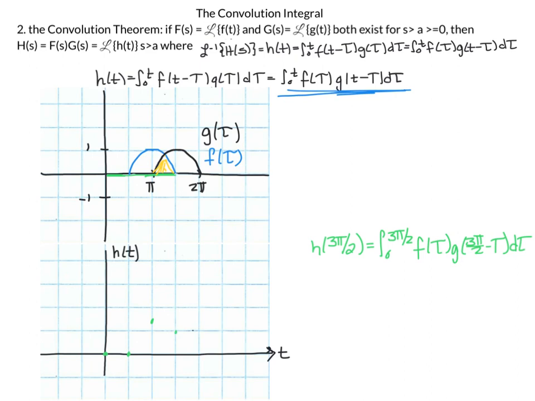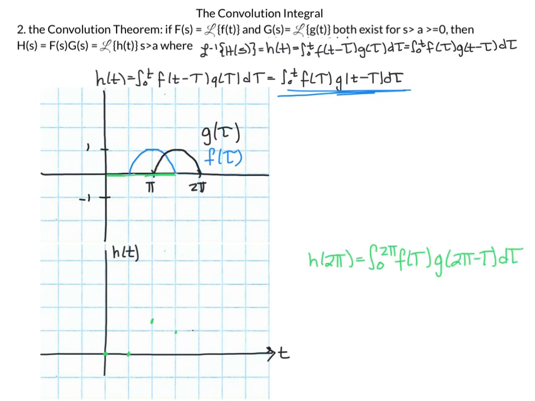Just kind of put it here. And just to note, again, over here, this g function is 0, which is why none of this contributes to our h of t. The next point I will do is 2 pi. So first I'm going to shift my black curve over to 2 pi.